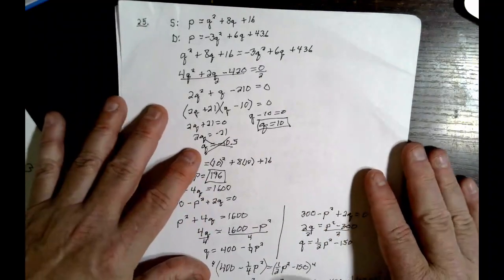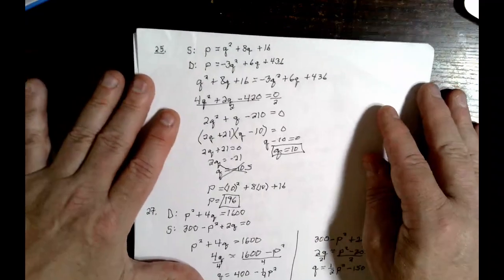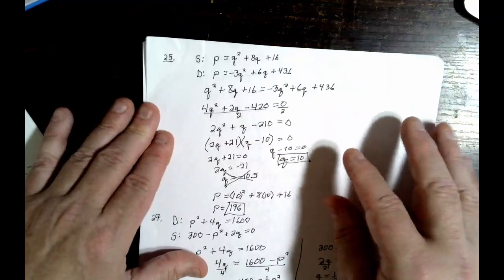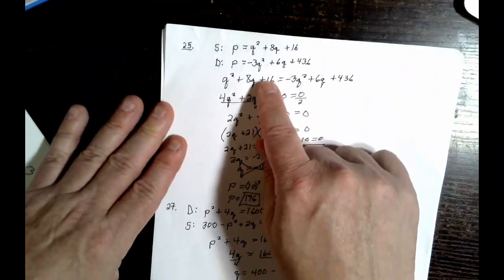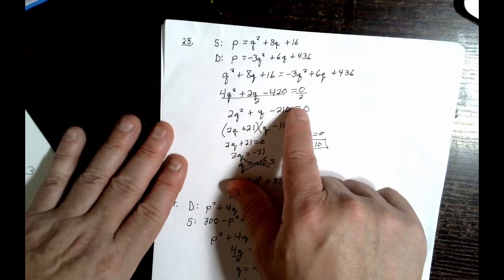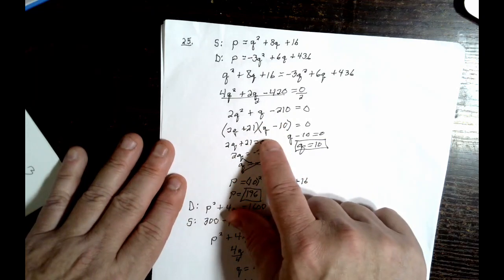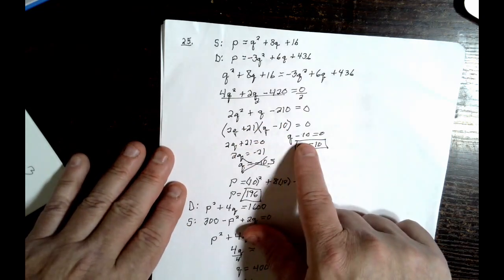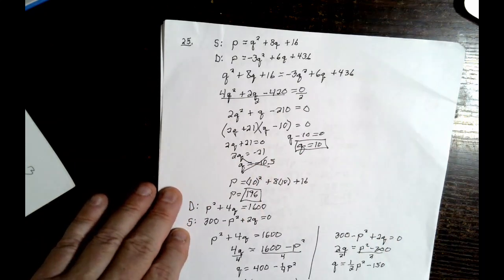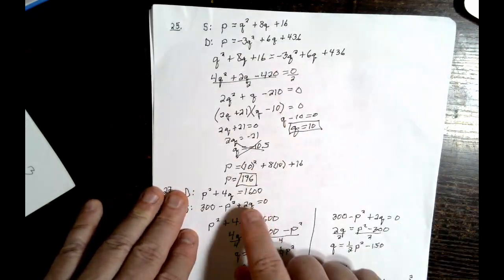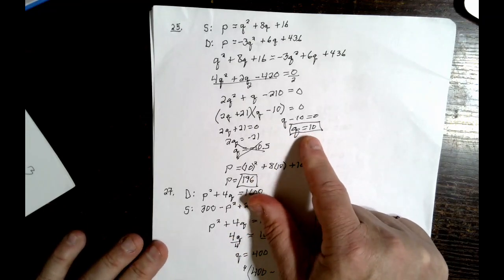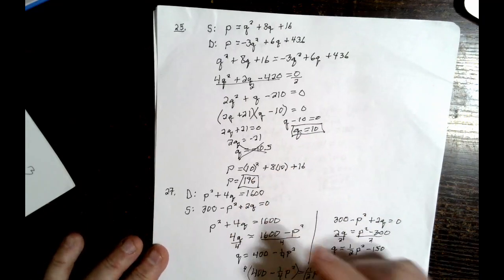25. Alright, they ask you to find the market equilibrium quantity and equilibrium price. So these are supply and demand. They're both set equal to P, so you can set them equal to each other. You throw everything to one side. I divided by 2 to make these numbers smaller. Makes it easier to factor. Each one set to 0 gives you negative 10.5 or positive 10. I throw out the negative. Plug this back into either equation and you get 196. So 10 is the equilibrium quantity, and 196 is the equilibrium price.